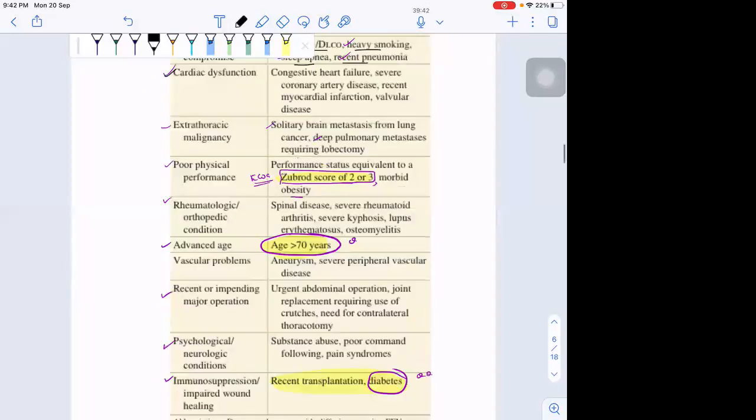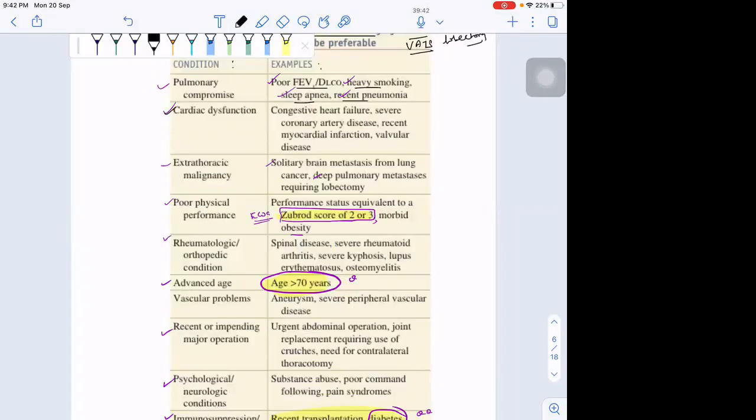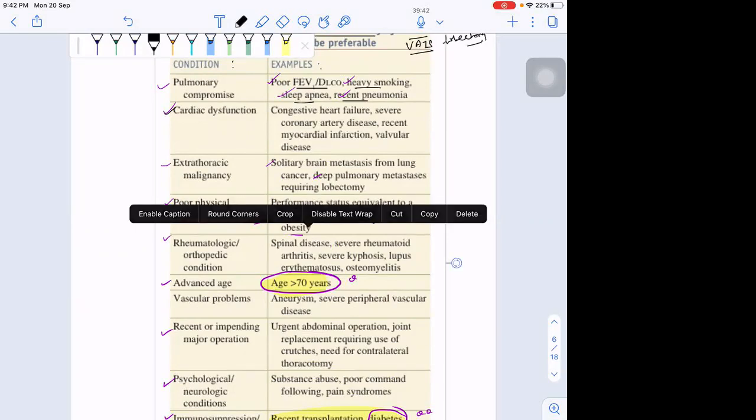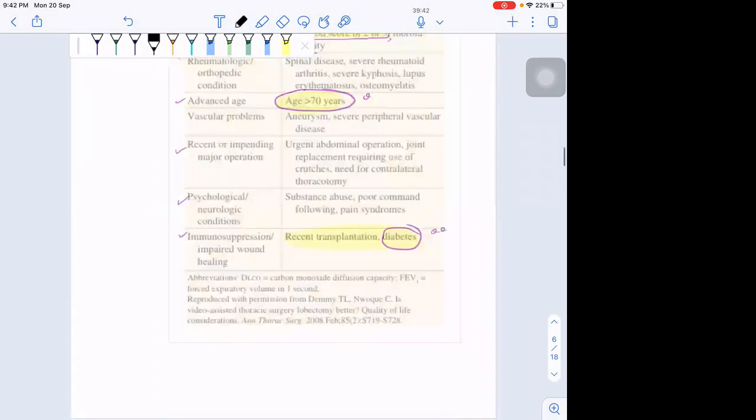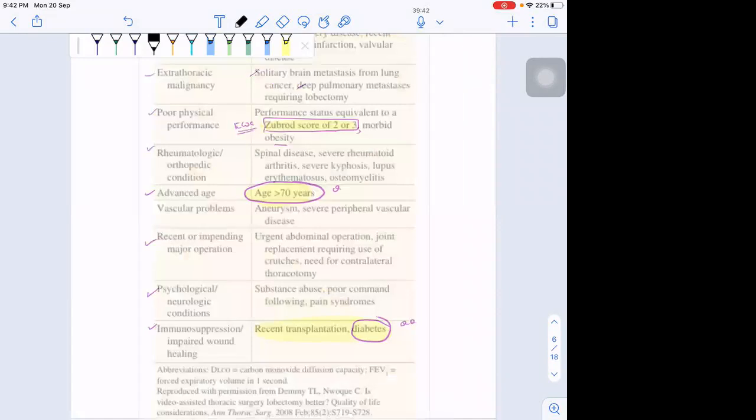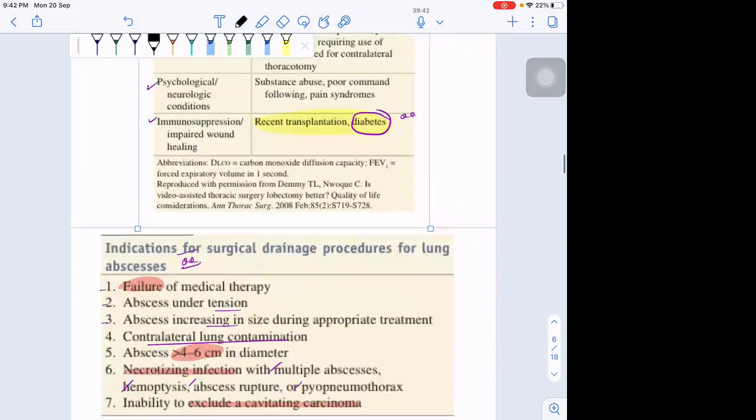So simply remember 4 things: all respiratory system problems, cardiovascular problems, rheumatological problems like that. Remember age more than 70 and a Zubrod score of 2 to 3, and recent transplantation or diabetes. Just remember these 4 things. These are preferable for VATS.